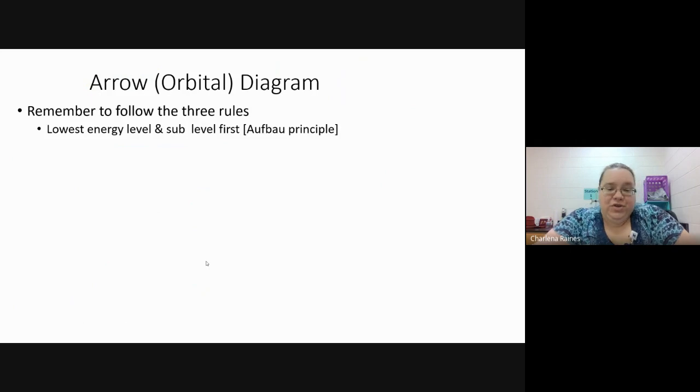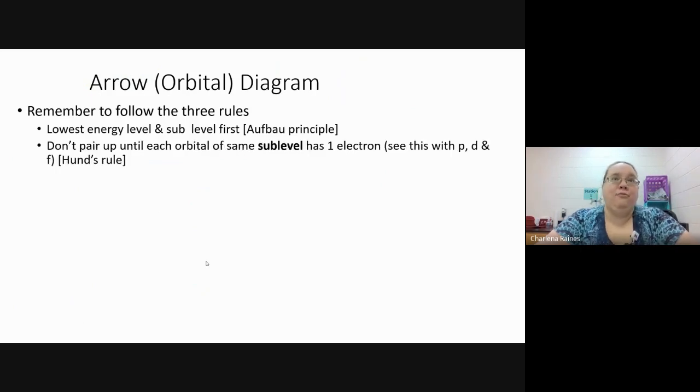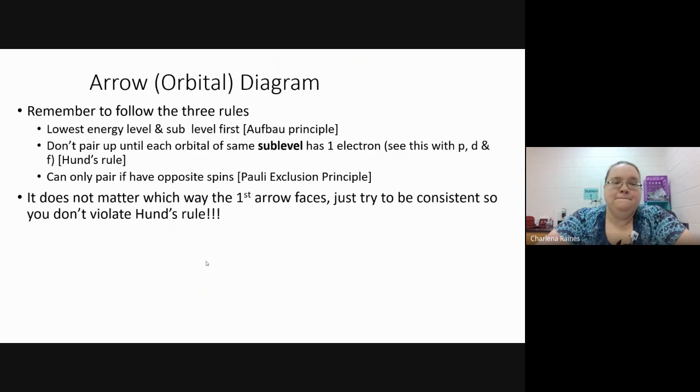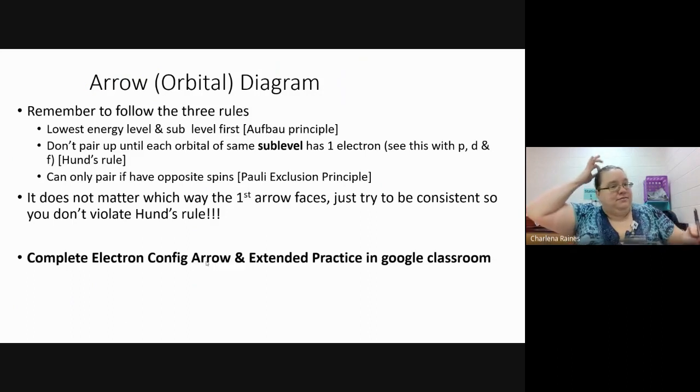As you're doing your arrow diagrams, again, remember, always start at period 1, S block, lowest level. Aufbau begins with A. A is the first letter of the alphabet, so we always got to start with the first element first. When you're drawing your boxes, even if you know you're filling the whole thing up with your P, D, and F, do 1 per box, then pair them up. That way you're in that habit from the beginning. And again, it doesn't matter which way the first arrow faces, just try to be consistent so you don't accidentally violate Hund's rule.